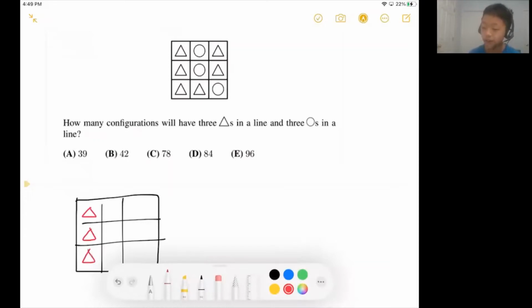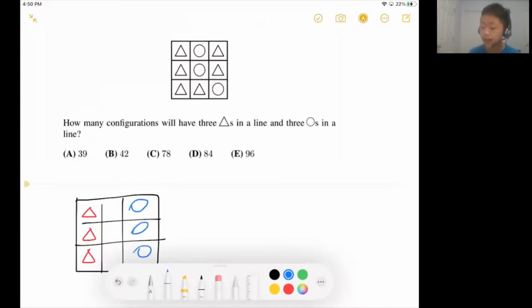Triangle, triangle, triangle. If you have a column of 3 triangles, then notice that you cannot have a row of 3 circles, because the triangles are all taking up all the slots. So if you have a column of triangles, then you have to have a column of circles. You can't have circle, circle, circle in a row, because then the circle and the triangle would coincide on the same square, which is illegal. So if the triangles form 3 triangles in a column, then the circles also have to be in a column.